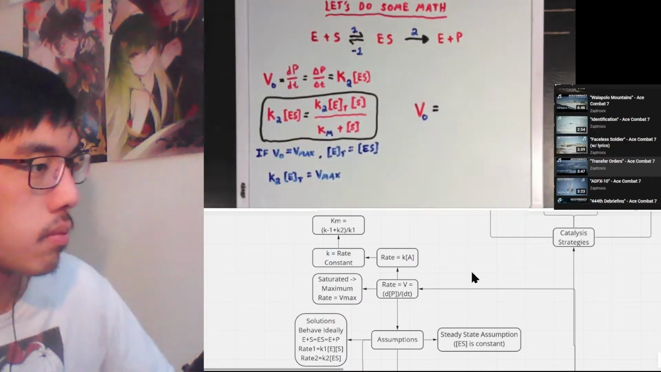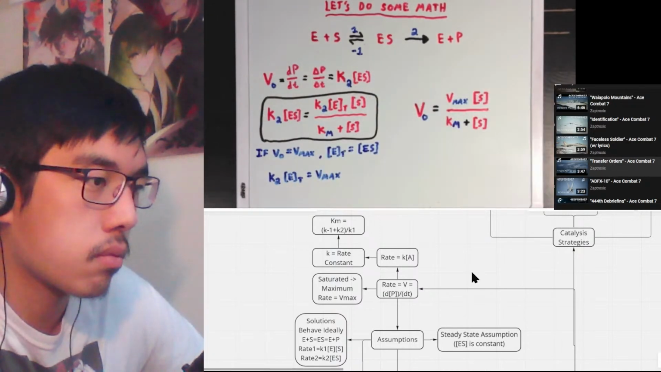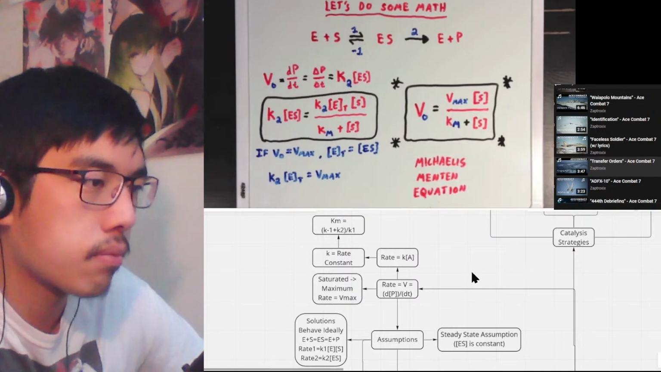So I'll make some room here and then sub in K2 ES for VO and K2 E total for Vmax, and then we finally get to our end equation, which is called the Michaelis-Menten equation, and is super important when we talk about enzyme kinetics.